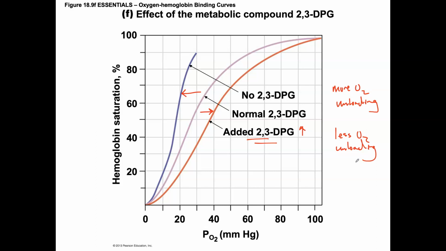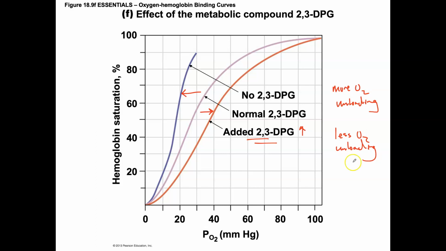What are some conditions where there would be less oxygen unloading? This would be during hypothermia, so again, getting colder. When you're hyperventilating, vomiting can lead to less oxygen unloading. Dehydration can lead to less oxygen unloading. The consumption of alkaline products can lead to less oxygen unloading. And again, there are other conditions that can lead to less oxygen unloading.